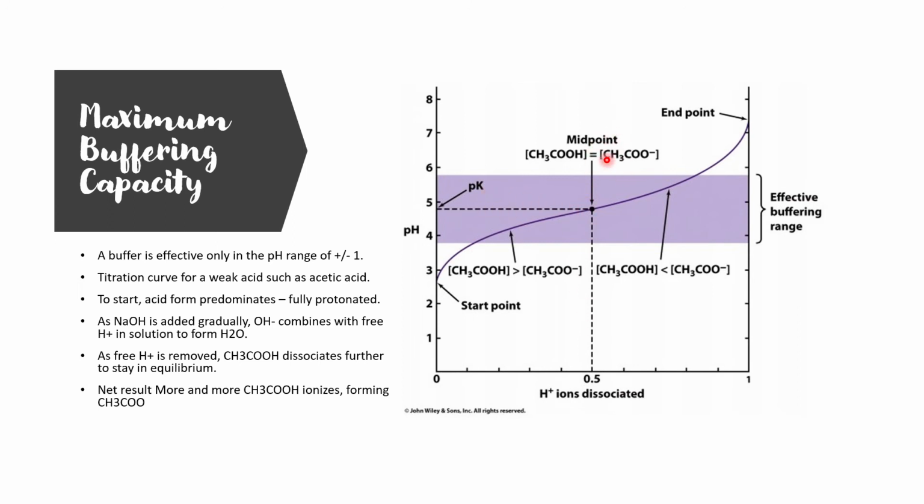Now if we continue adding the OH, or the base species, the acetic acid loses more of its protons and the formation of the conjugate base is more and more. Then comes the equivalence point, or the end point, where the acetic acid loses all of its protons, and it loses its buffering capacity. The purple bar here represents the effective buffering range, where the acetic acid can actually buffer very effectively.